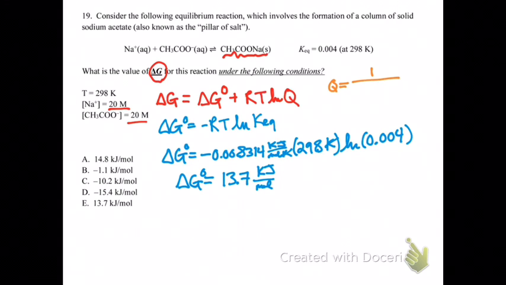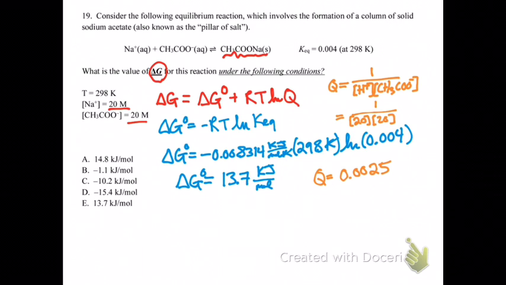In our reactants, we have H+, and we have acetate, CH3COO-. So here's our expression. Let's plug in our values, like so. And we'll end up getting that Q is equal to 0.0025. Now we have everything we need to plug into our equation here and solve for our actual delta G under these non-standard concentrations. So let's plug in.